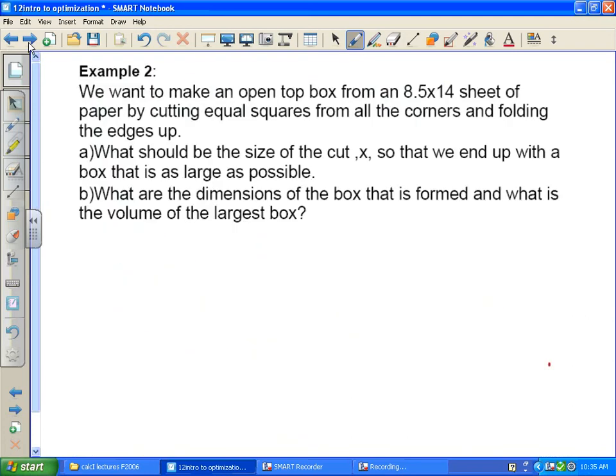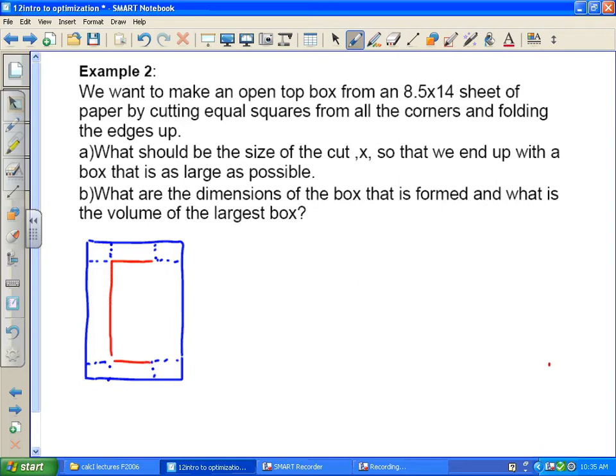There we go. So we're going to make a box out of an 8.5 by 14 sheet of paper. So we have our legal size paper. And we're going to make this box by cutting off the corners and then folding the sides up. So what's remaining is basically this, and so are these sides. Now if you fold the sides up, you will end up with a box. So roughly speaking, not up to scale or anything, I'm just going to do a box here.